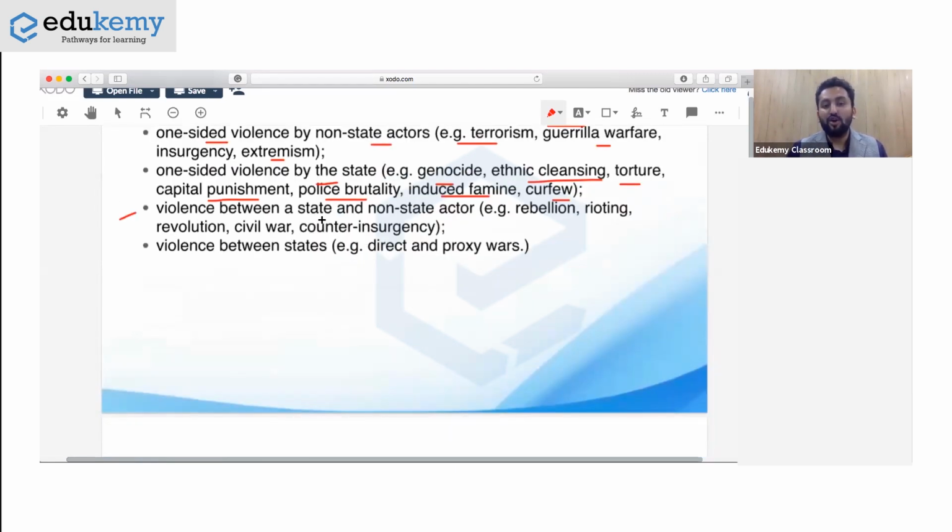Violence between state and non-state actors, for example, rebellion, rioting, revolution, civil war, counterinsurgency. This is also political violence. Violence between states, for example, direct and proxy wars. Proxy wars like Indian RAW and ISI of Pakistan having proxy wars in different areas, like Balochistan being one, right? Direct war, you already know, direct war is when we both have declared war, right? So these are all political violence.